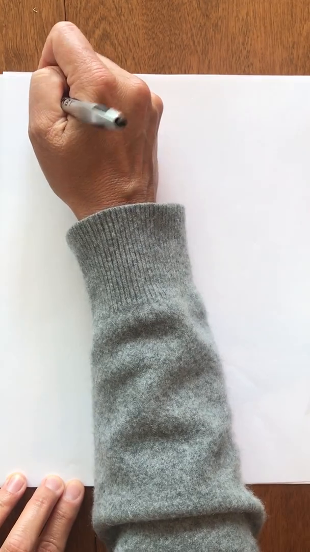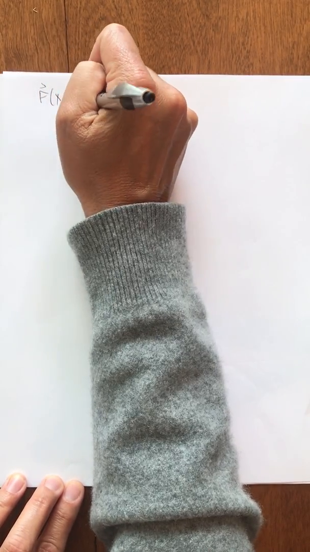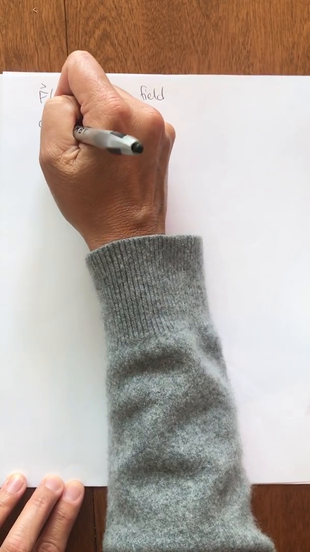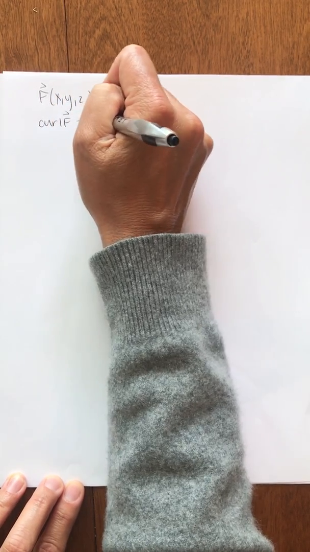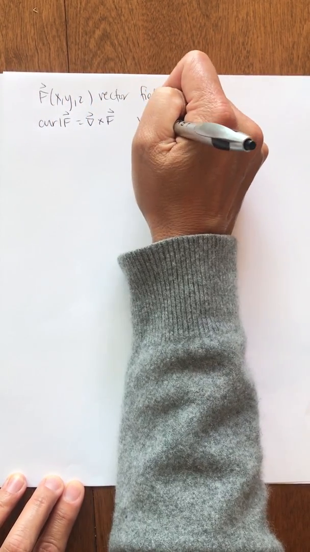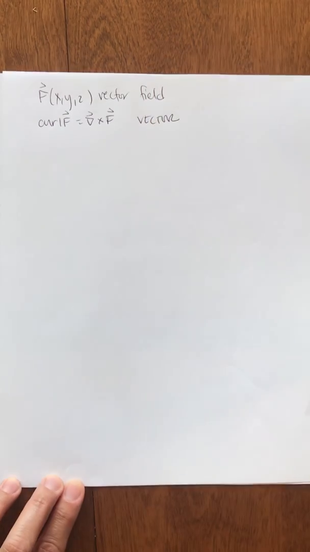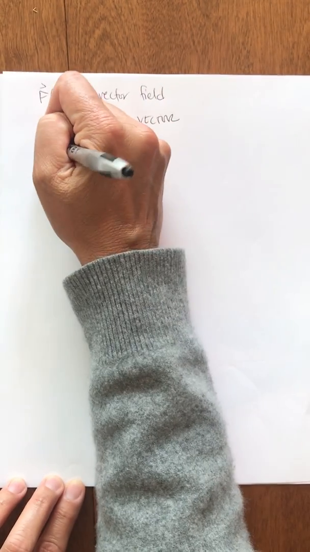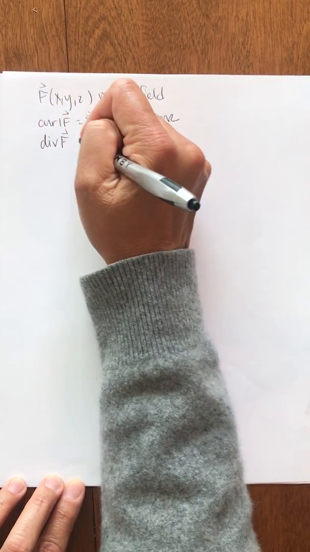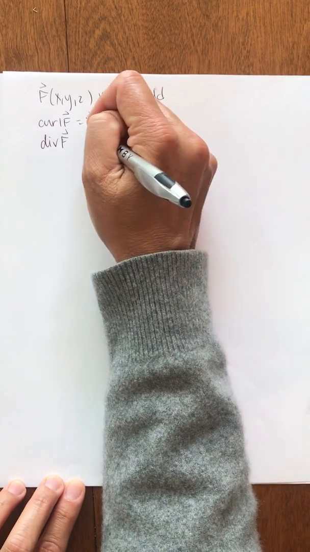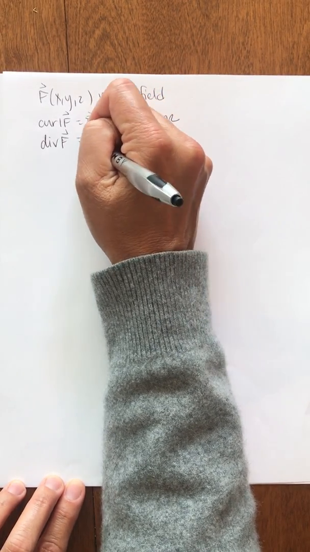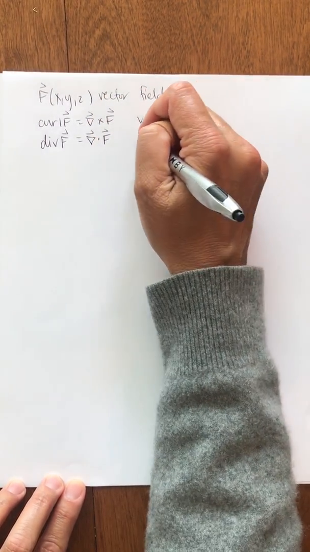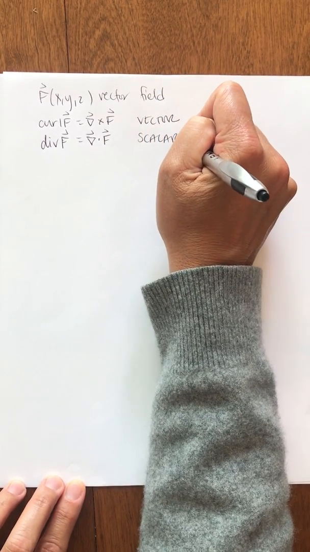We have a vector field, F of x, y, z, and we can find curl F, which is del cross F. This is a vector. If curl F is the zero vector at every point, then the field is conservative. And our last function that we're going to define is called div F. Instead of del cross F, this is going to be del dot F. What do we know about a dot product? It's not going to be a vector, it's going to be a scalar.